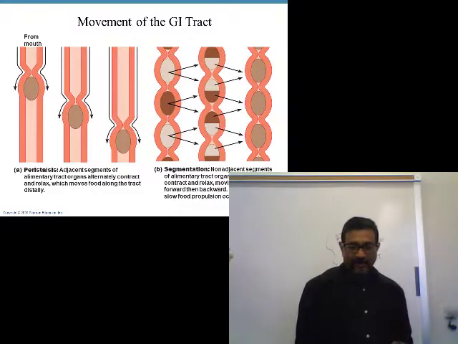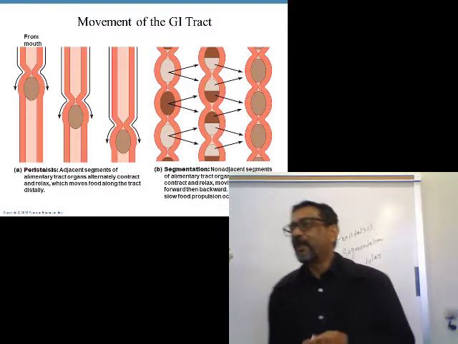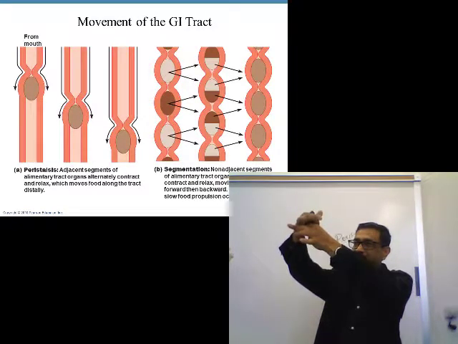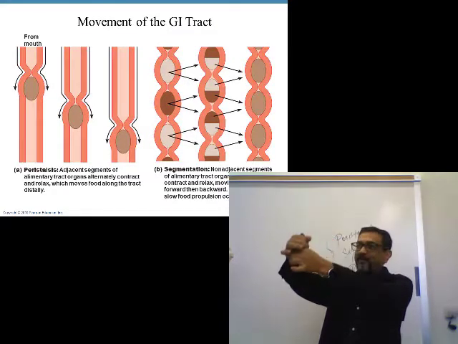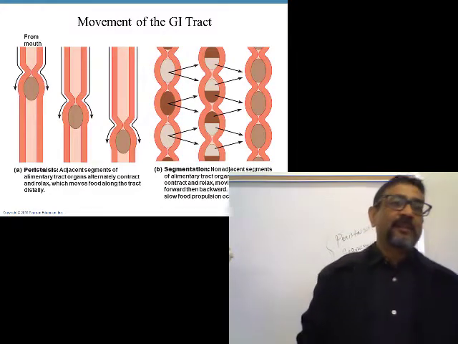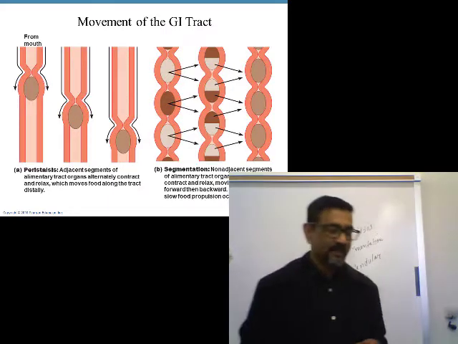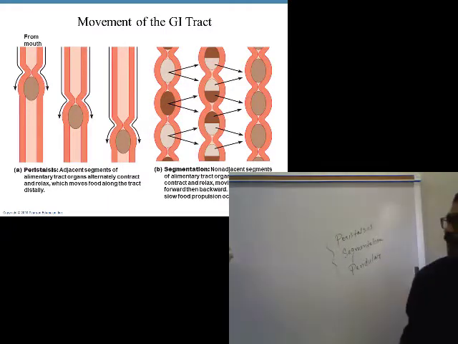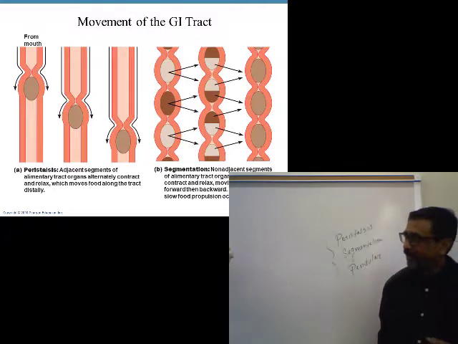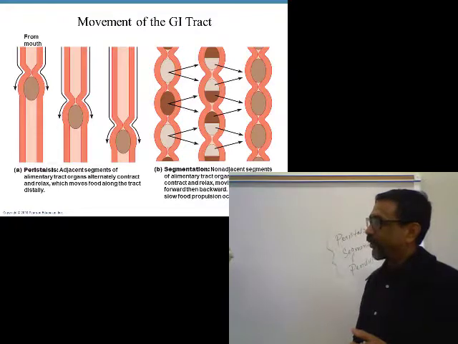Segmentation occurs at multiple locations at the same time. Now look at me again. If this is your GI tract, segmentation contraction starts at several locations at the same time, like this, okay? Multiple locations at the same time. And that breaks the long food bolus into multiple pieces, many pieces. So, peristalsis and segmentation. If you see the picture here, peristalsis occurs at one location, segmentation at multiple locations.